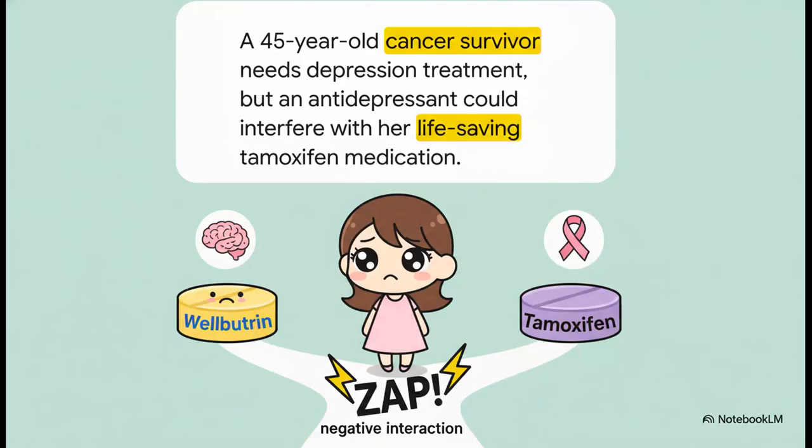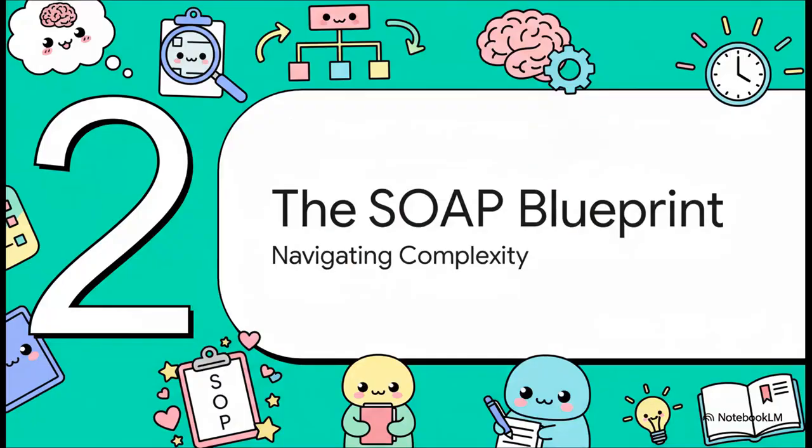Okay, so here's the absolute heart of the problem. We have a 45-year-old woman. She's in remission from breast cancer, which is fantastic, but she's also struggling with moderate depression and really needs treatment. The huge issue? A go-to antidepressant, Wellbutrin, has a major negative interaction with her cancer medication, tamoxifen. It could actually make the tamoxifen less effective. This is a classic medical crossroads where there are no easy answers. So, how on earth does a clinician navigate a challenge like this?